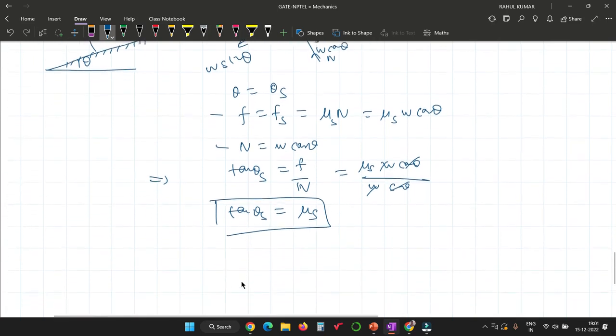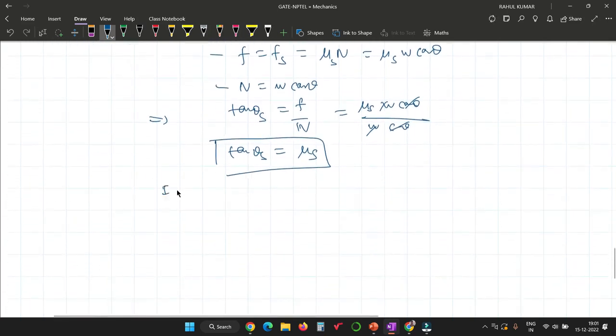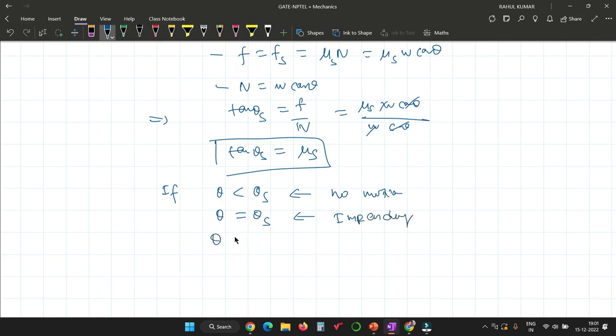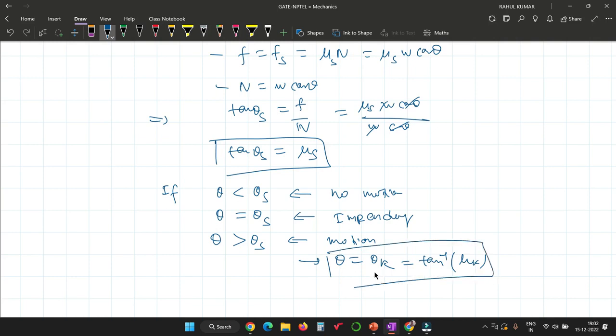And here again, if theta is less than theta s, then what will happen? No motion. Okay, when theta is equal to theta s, then what will happen? Case of impending motion. When theta is greater than or equal to theta s, then what will happen? Motion. Okay, and in that situation theta becomes what? Theta k, that is nothing but tan inverse mu k.